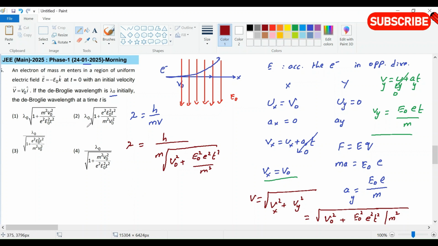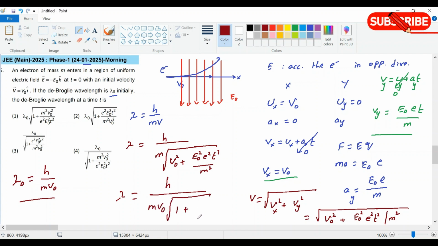If you see the options, we have lambda naught. What is lambda naught? Lambda naught is the initial wavelength, that is h by m v naught, with initial velocity v naught. So take v naught common. I can say lambda is equal to h by m, taking v naught common, under root of 1 plus, since I don't have v naught in the second term, I write v naught square by v naught square. Numerator v naught square I took common. So what is left is E naught square e square t square by m square v naught square. So this value is lambda naught.